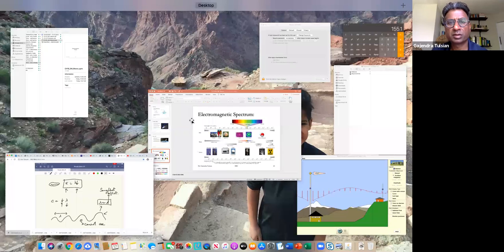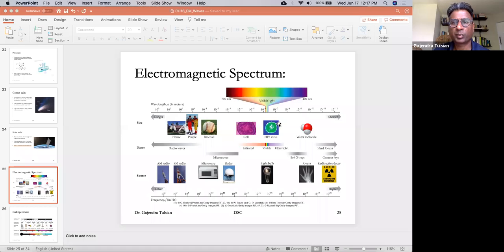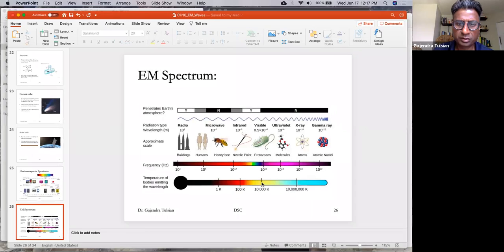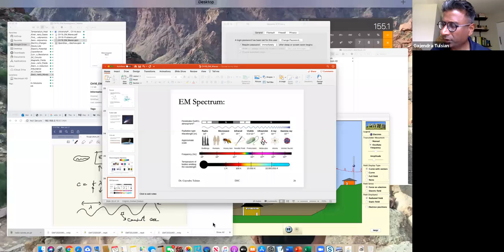So again, here's the electromagnetic spectrum, arranged in order of decreasing wavelength. What this is showing you is, if an object is at these temperatures, it's showing you the peak of its radiation curve. You guys might have seen this.